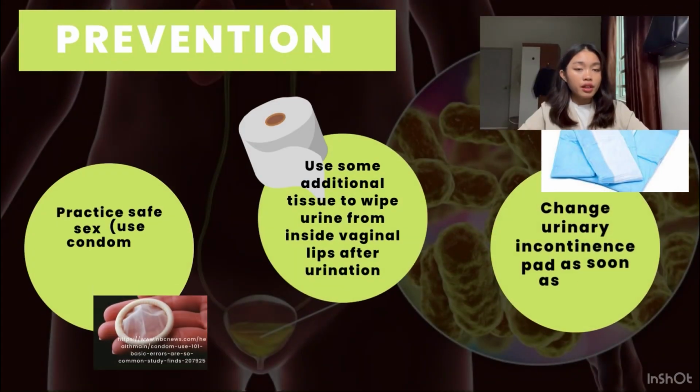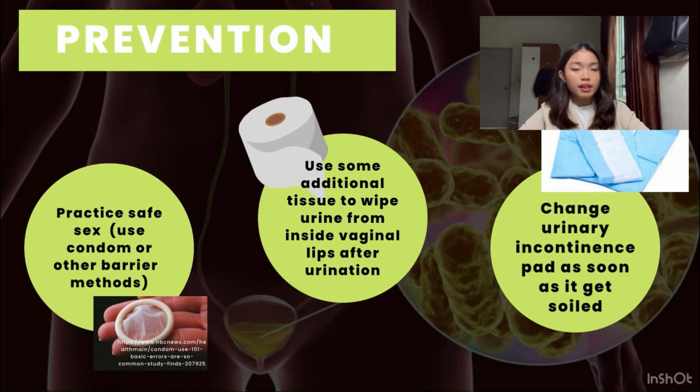So there are many ways for us to prevent ourselves from getting infected by dysuria. These preventions focus mostly on our own hygiene. So one of the ways is to practice safe sex. For example, use condoms and other barrier methods, as infections are most likely to be sexually transmitted.